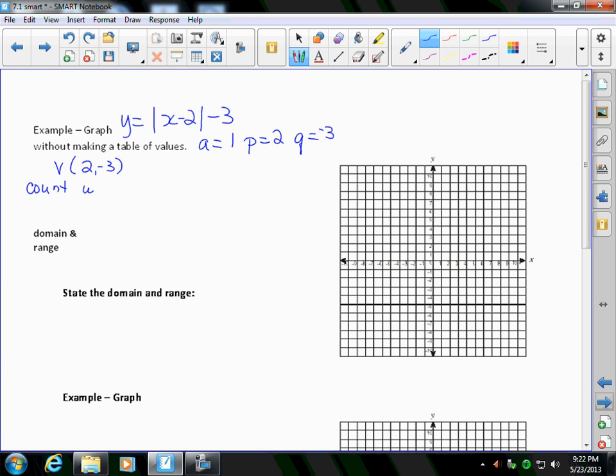is going to be up 1, over 1, up 2, over 2, and then up 3. Oh, sorry, that should be switched. It should be over and then up. So just write that the opposite. It should say over 1, up 1, over 2, up 2.